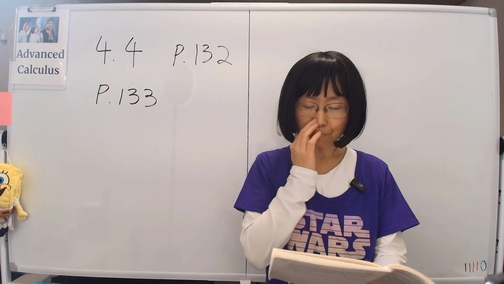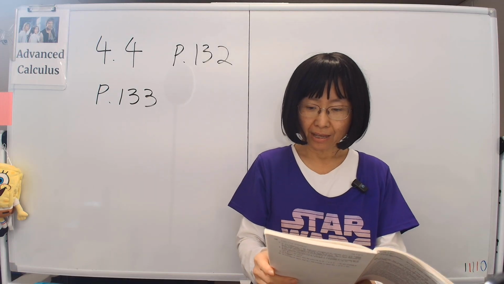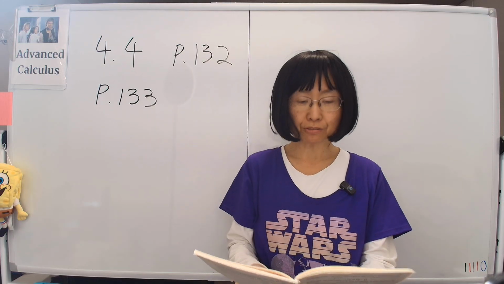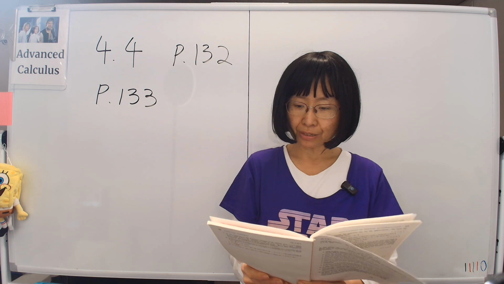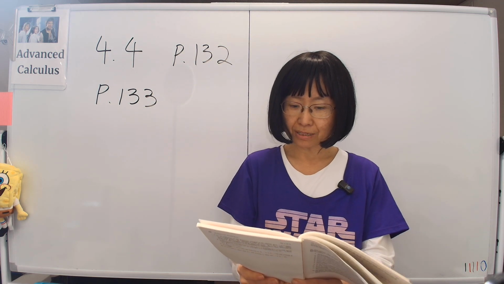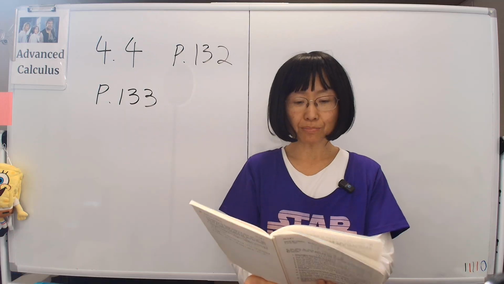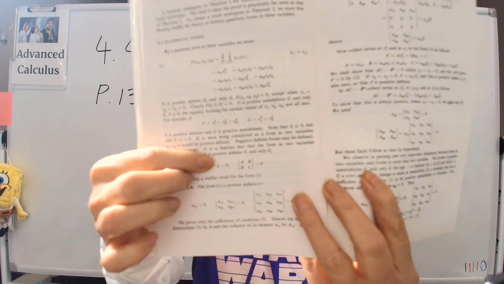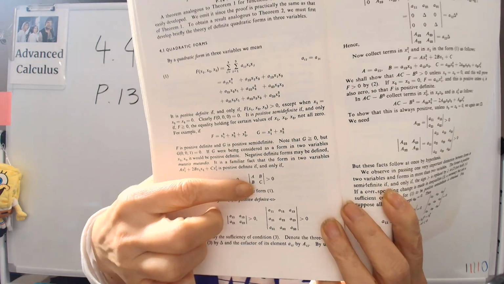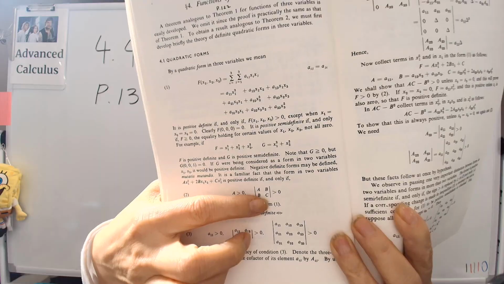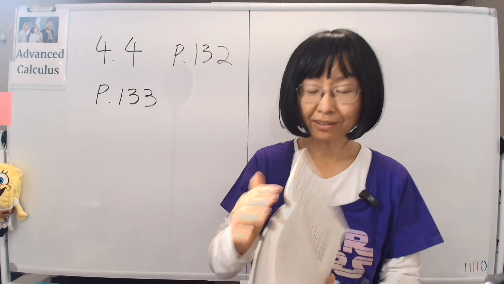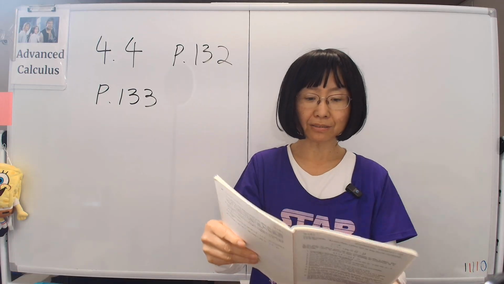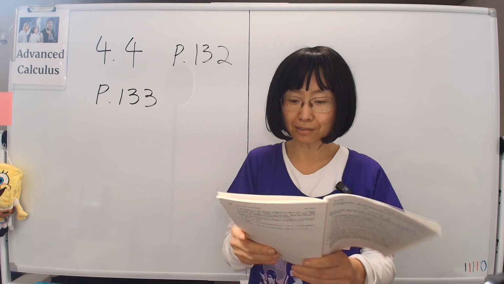Next, let's read the bottom of page 133. There's a difference between the form in 2 variables and the form in 3 variables. For positive definite in 2 variables, to make it semi-definite, you just change this determinant to be bigger than or equal to 0. But the first one, A, still needs to be bigger than 0, because you still need to be positive.